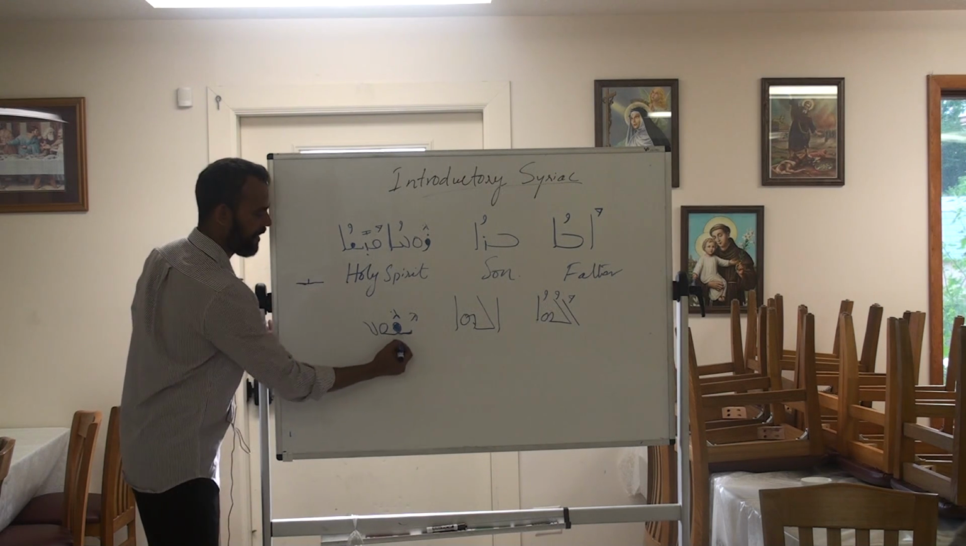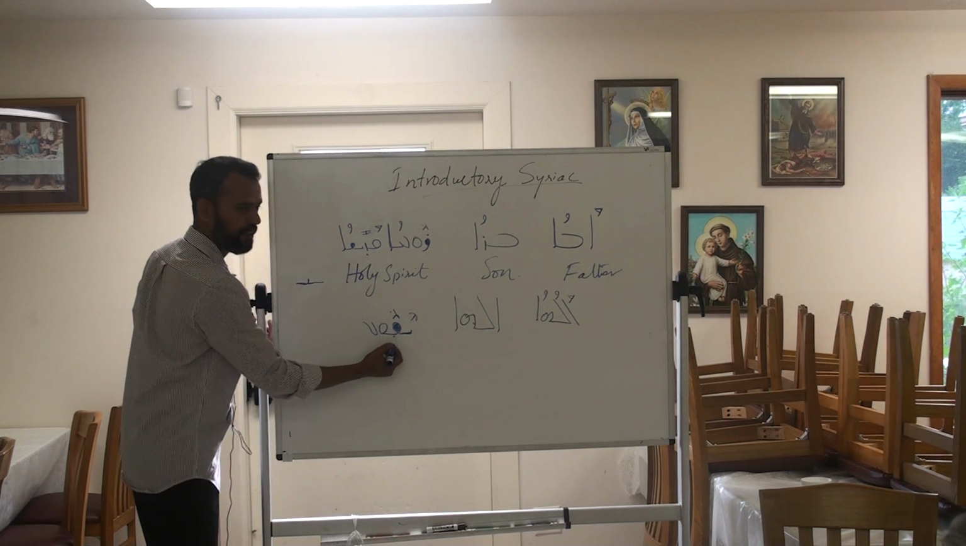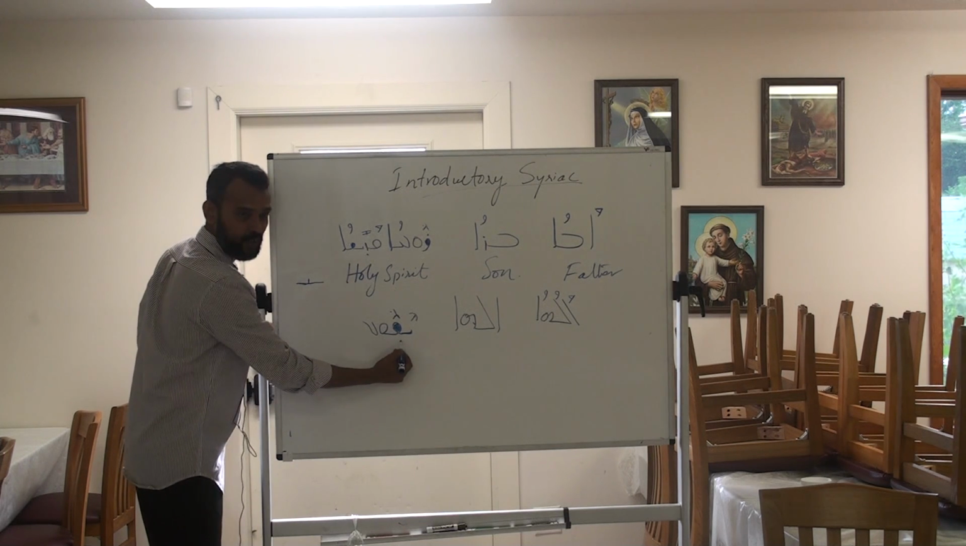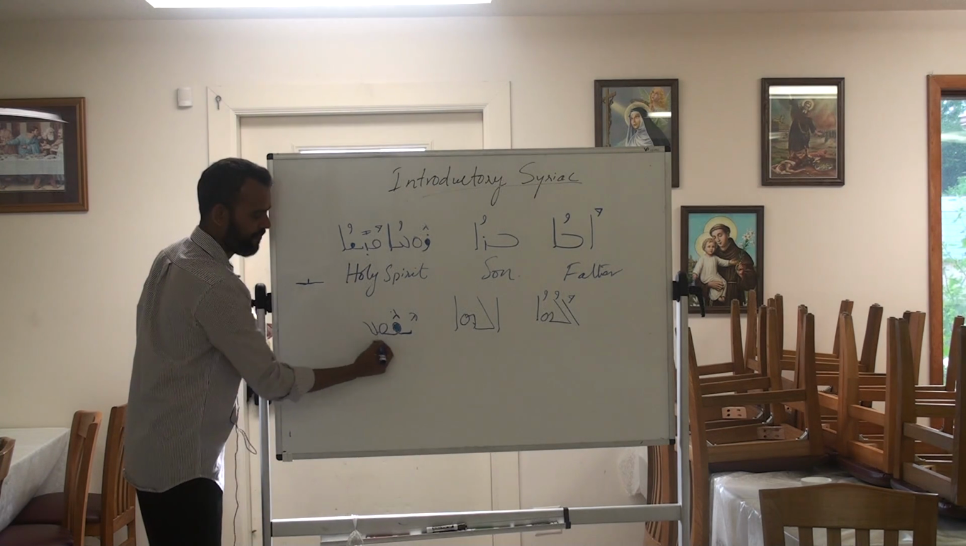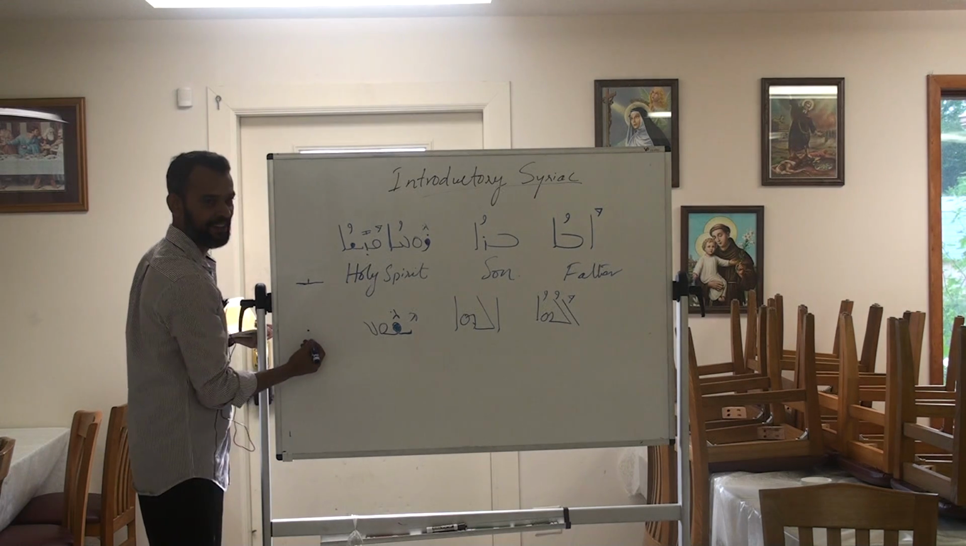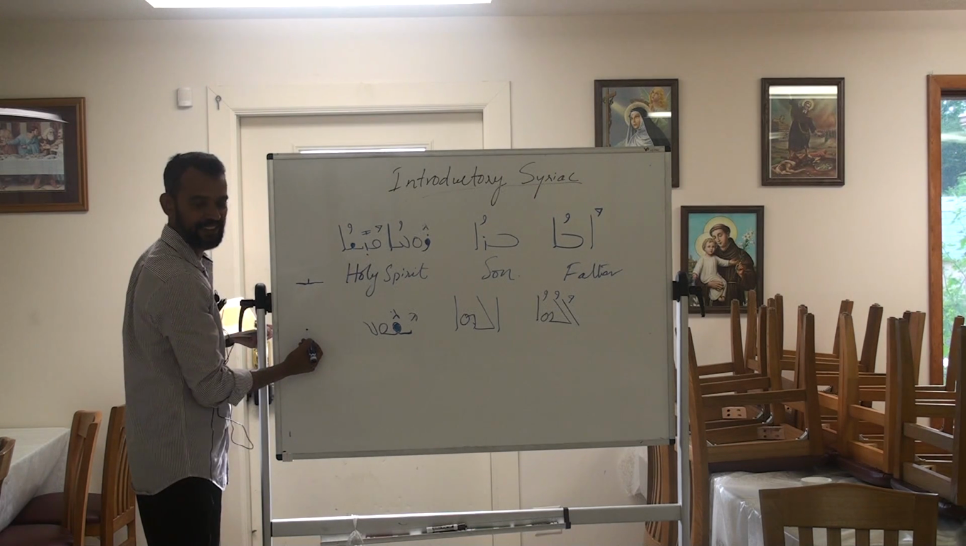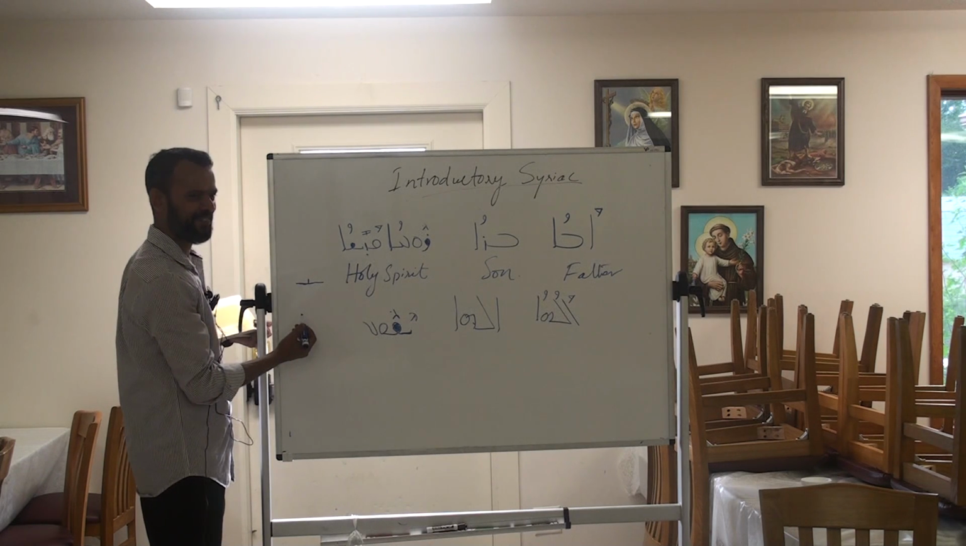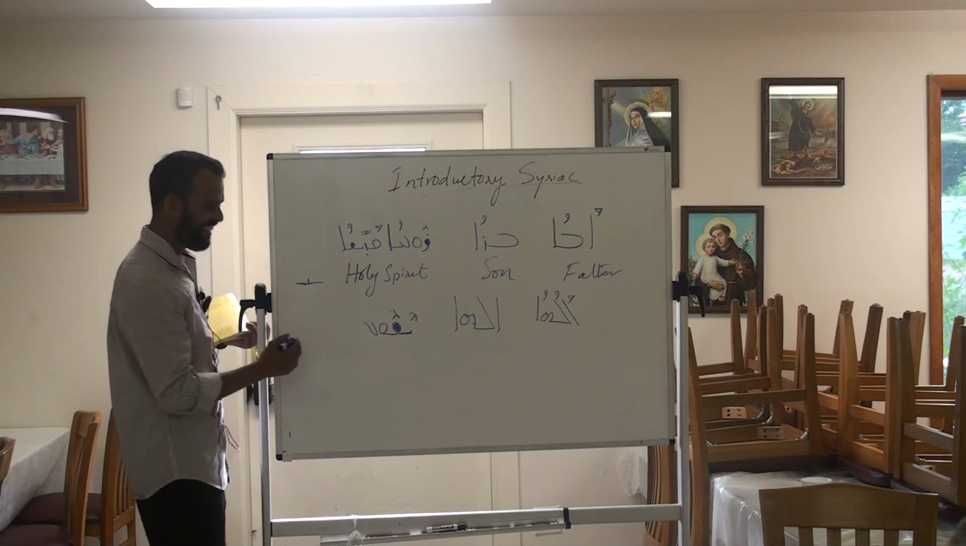So this is Ya, and this one Sha, Sheen. It can be connected to both sides, and then Wow. Wow can be connected towards the right only, and this one is no. Exactly.